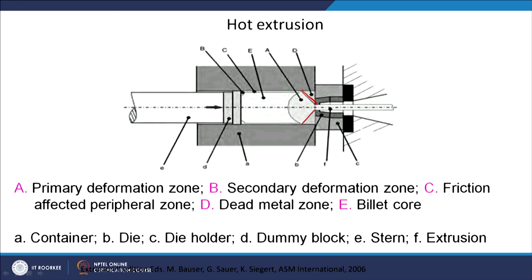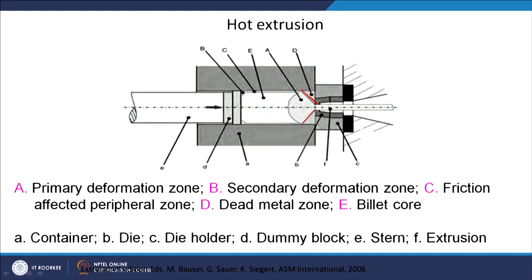So, A is basically your primary deformation zone. B is your secondary deformation zone, basically where it comes in contact with the ram and the boundary of the die. C is where you will have the frictionally affected peripheral zone. So, material will be rubbing against the die wall, so there will be a lot of frictional effect there and frictional heating also.